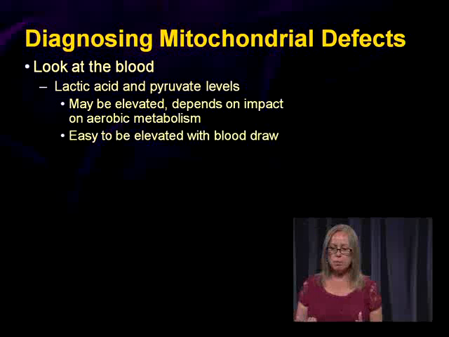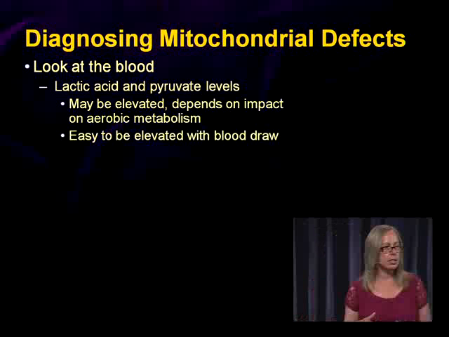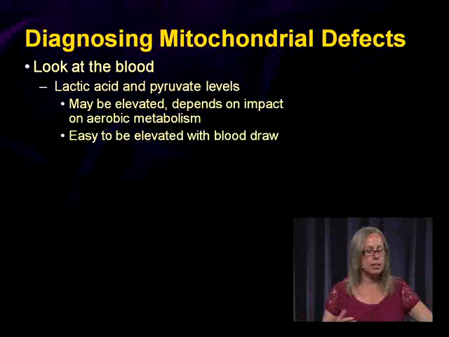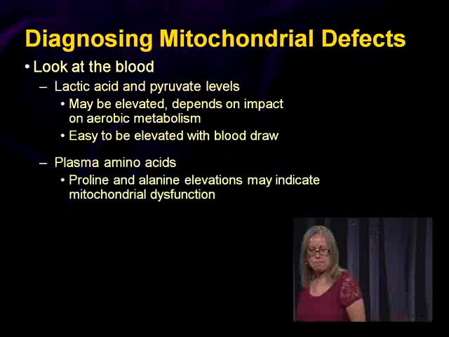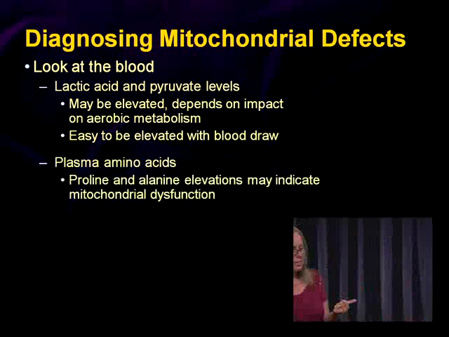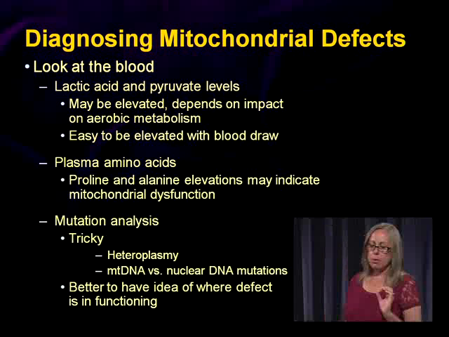However, lactic acid can go up if you're struggling with your blood draw, okay, because you're depriving that area of oxygen. And you know kids are always easy to draw blood on. Plasma amino acids, proline and alanine elevations may indicate a mitochondrial dysfunction. And then mutation analysis can be tricky due to that heteroplasmy.